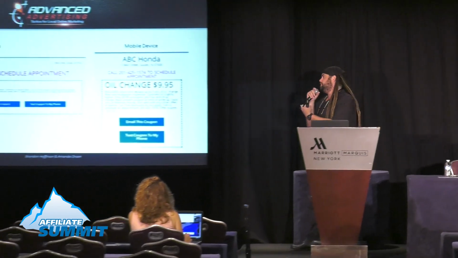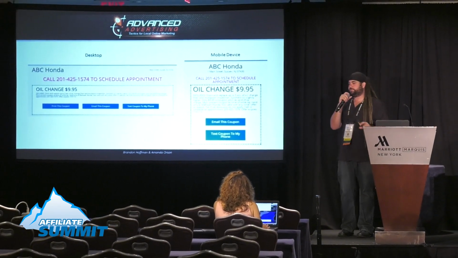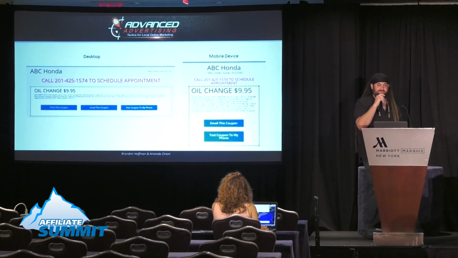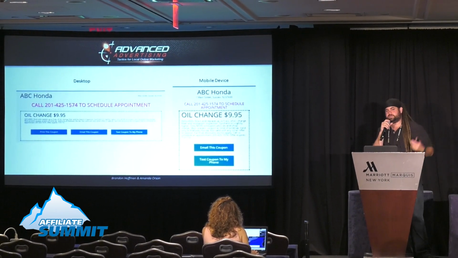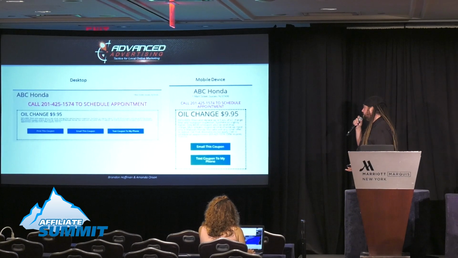Email coupon: a little form comes up just asking for their email address, and then the coupon's actually emailed to them. And with texting coupon, the same thing. A little form comes up, asks for their mobile number, and then we text them the coupon. Then they could walk into the dealership, show their phone, get the deal, and it's a conversion.